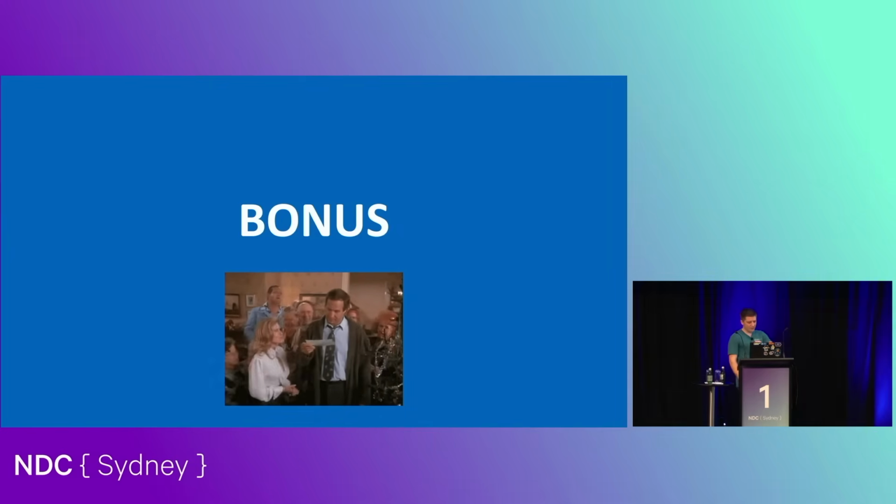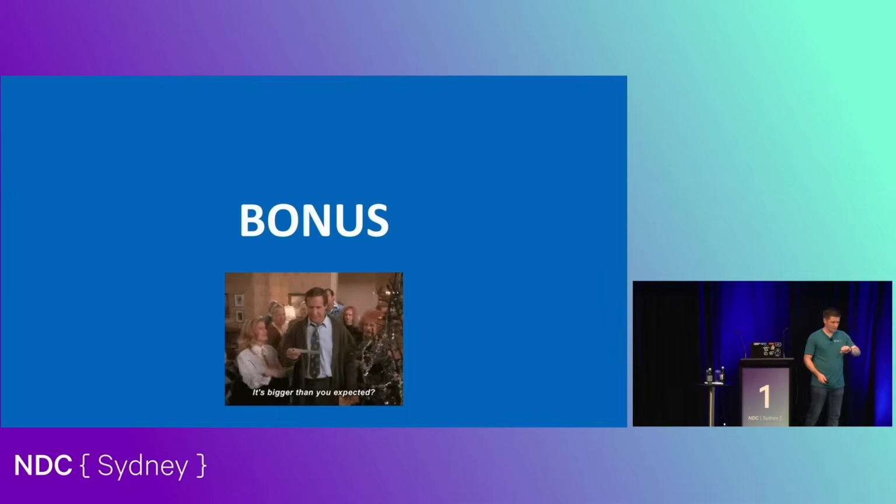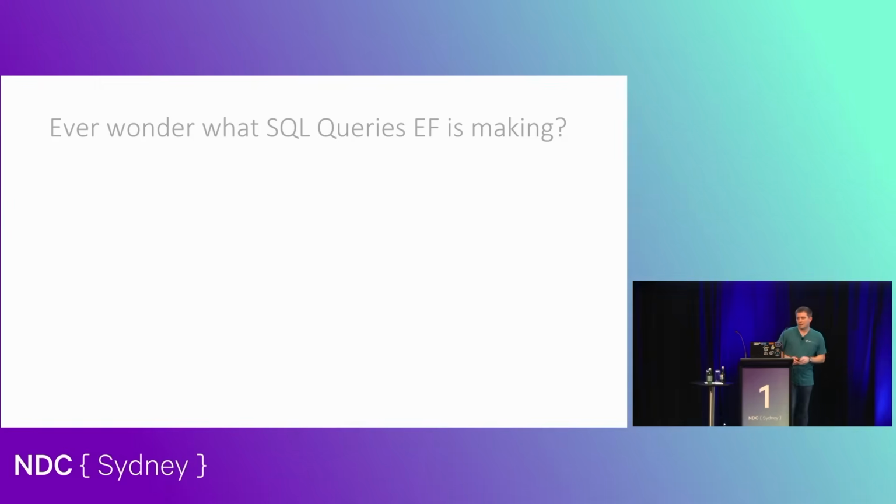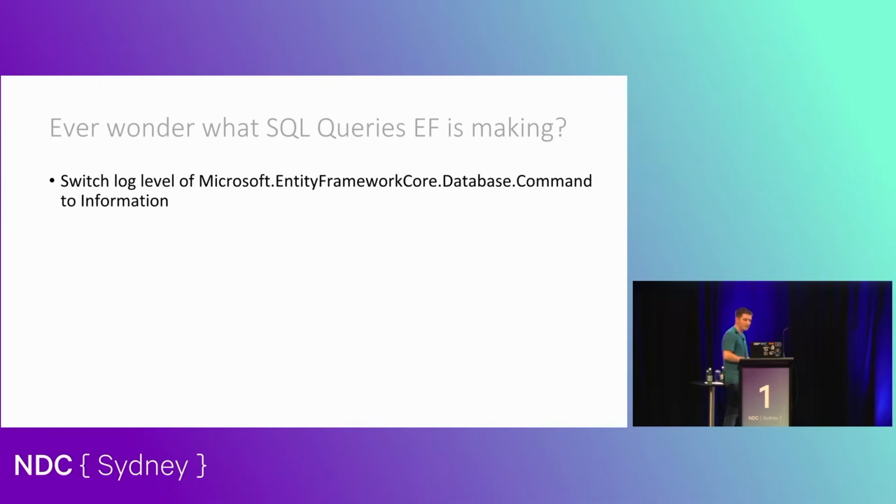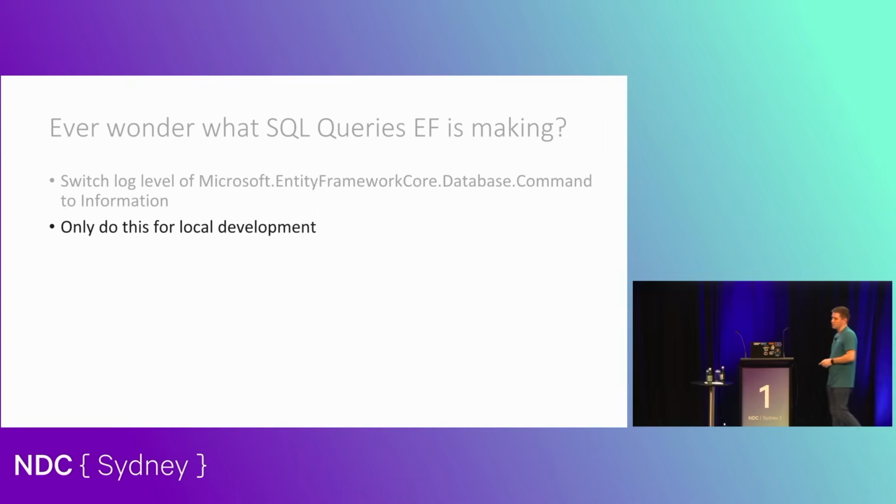Okay. Now we're kind of on to the bonus topics. So let's talk about some bonus tips here for the last 10 minutes. If you've ever wondered what SQL queries EF is making under the hood, it's pretty easy to find out. You can just switch the log level of Microsoft.EntityFrameworkCore.Database.Command to Information, and boom, you will get that information. However, don't do this for any environment other than local, because in production you don't really need to see all the SQL queries that are getting generated, more than likely. You probably just need this for local dev.